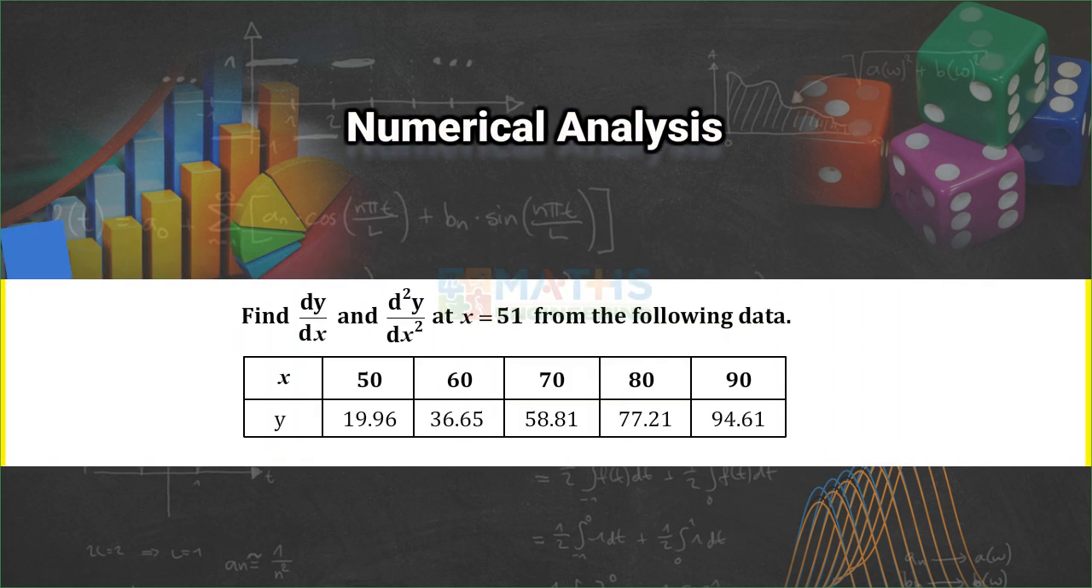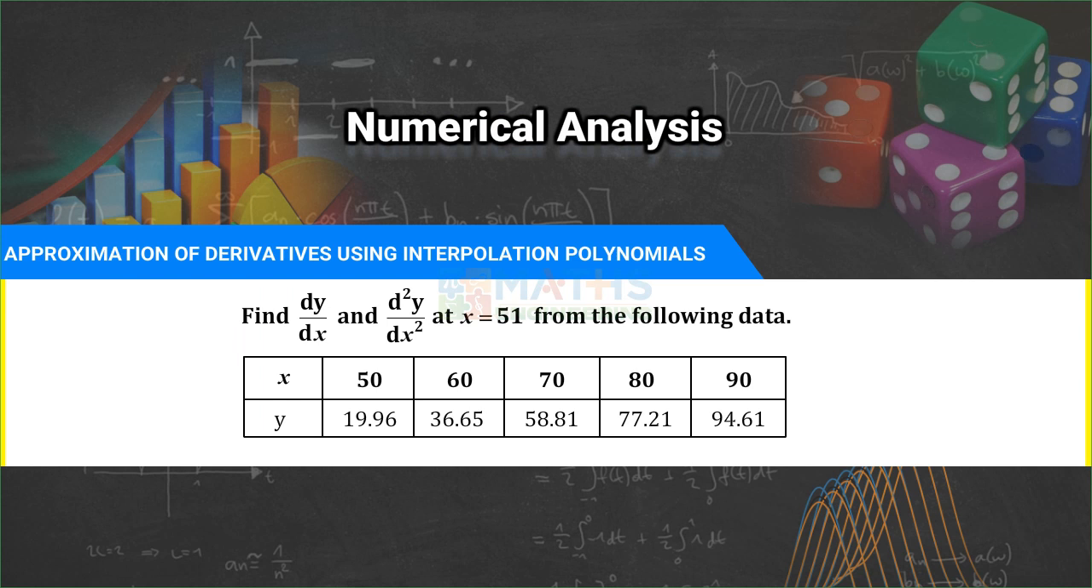In this session, we are going to discuss derivatives by using Newton's forward or backward interpolation method. The problem given here is find dy by dx and d square y by dx square at x is equal to 51 from the following data. X values 50, 60, 70, 80, 90.